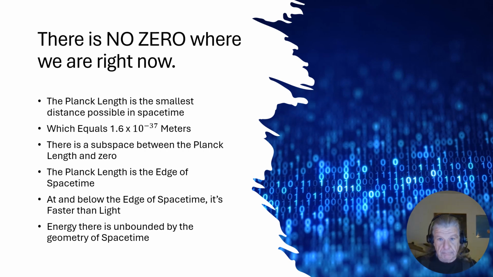Where we're sitting, there's no zero. And below that, it's the edge of space-time, and it's faster than light below that. And it's faster than light gravitational energy, super high frequency. That's what's there. Where you get unbounded by space-time, you get a huge speed increase. The speed limit's off. And so energy goes as fast as energy wants to go, which is way faster than the speed of light when you're outside space-time.